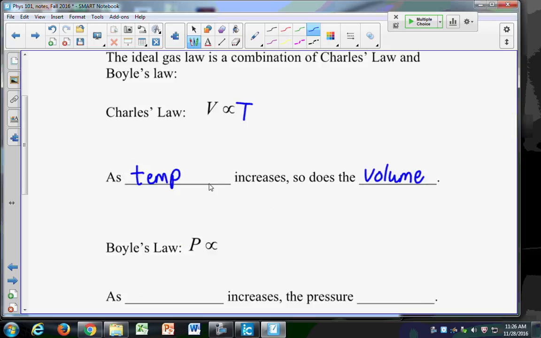And then Boyle's law says that P is proportional to 1 over V. So as volume increases, the pressure will decrease. That makes intuitive sense: if I have a container of gas, keep the same amount of gas in it, but make the container bigger, then the pressure is going to decrease. The molecules of gas move farther apart, and they exert less pressure on the sides of the container and on one another.